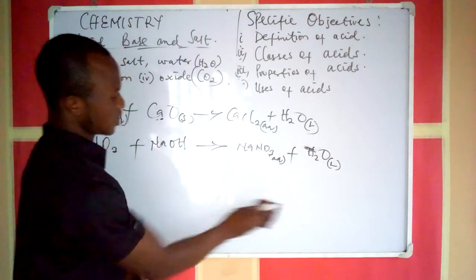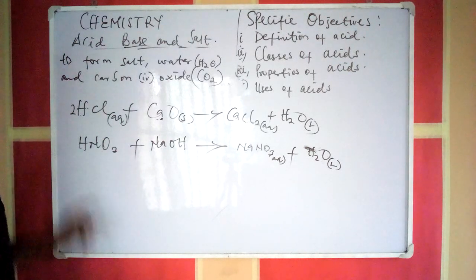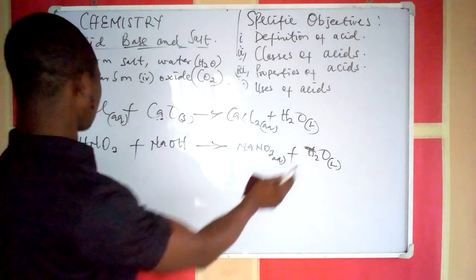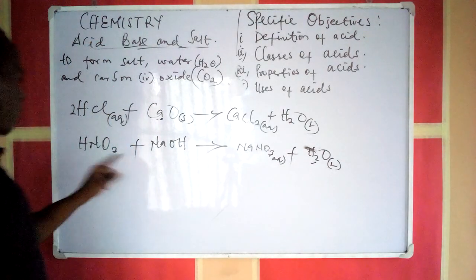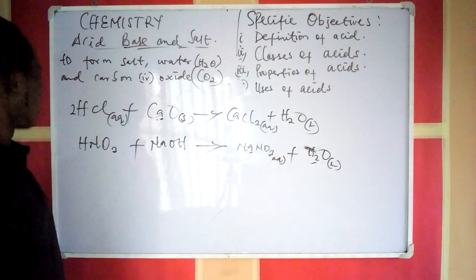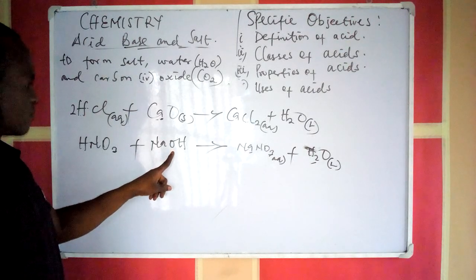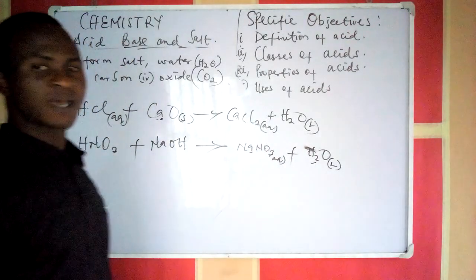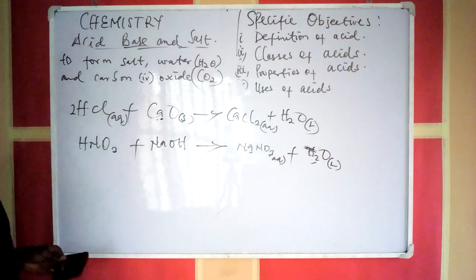Now, check the balance. Is it balanced? One hydrogen, one hydrogen, 1 plus 1 gives us 2, which is 2 here. We have one sodium here, we have one sodium here. We have 3 oxygens plus 1 here will give us 4, 3 oxygens plus 1. Okay, it's balanced. So we look at the next one.